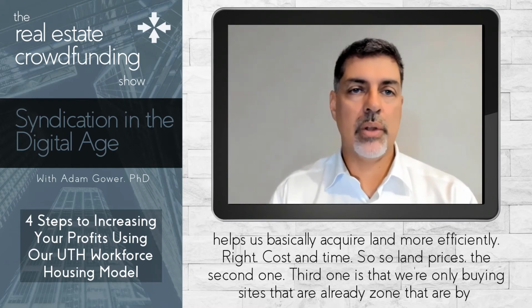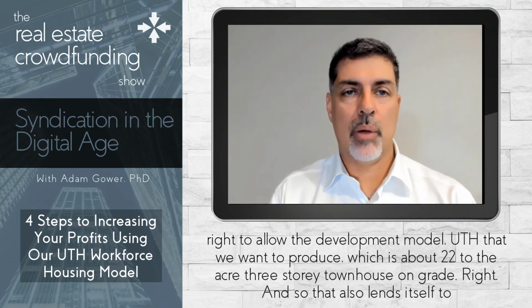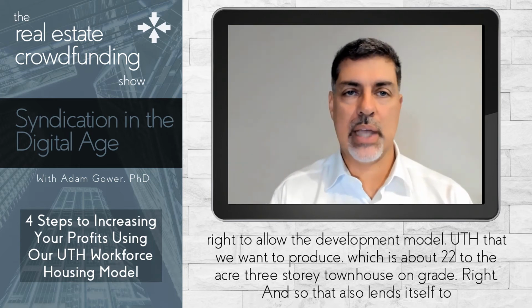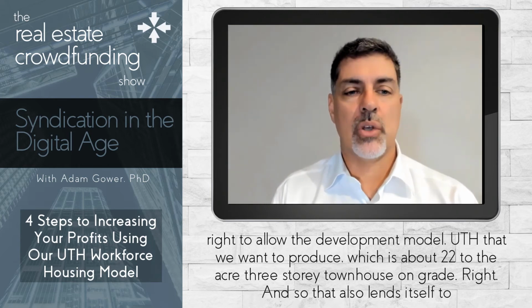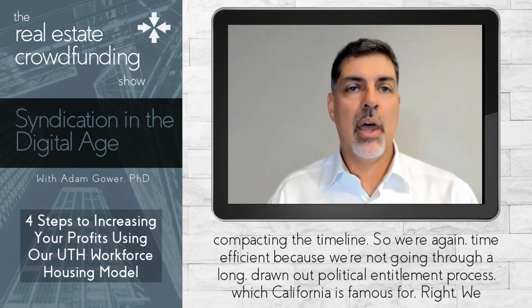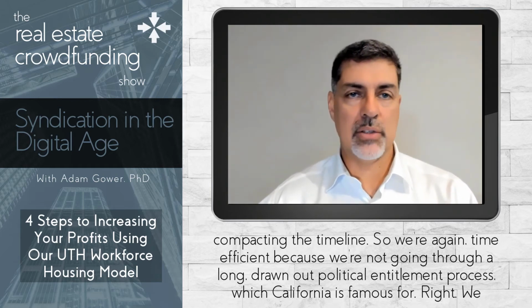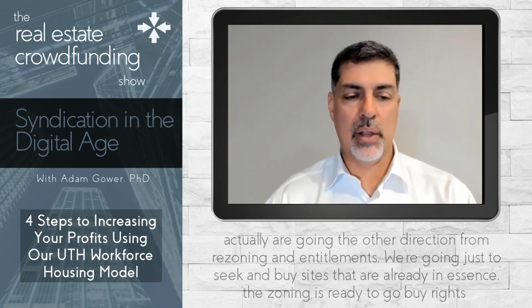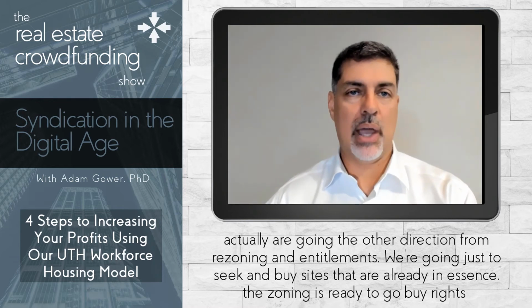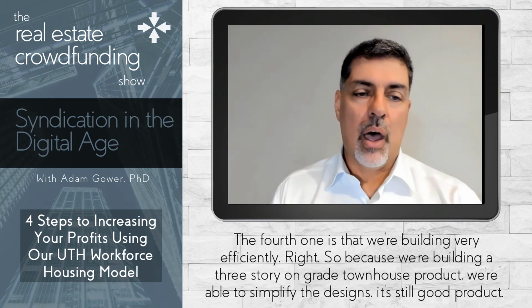The third one is that we're only buying sites that are already zoned, by right, to allow the development model UTH that we want to produce, which is about 22 to the acre, 3-story townhouse on grade. That also lends itself to compacting the timeline. We're time efficient because we're not going through a long drawn out political entitlement process, which California is famous for. We're going the other direction from rezoning and entitlements. We seek and buy sites where the zoning is already ready to go. By right is what we call it.